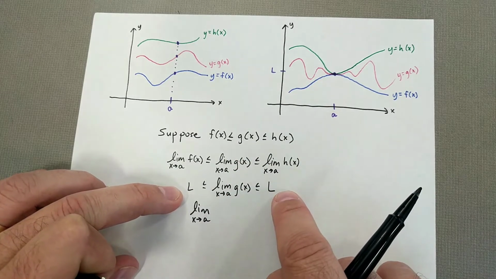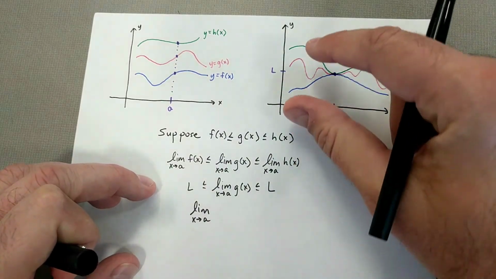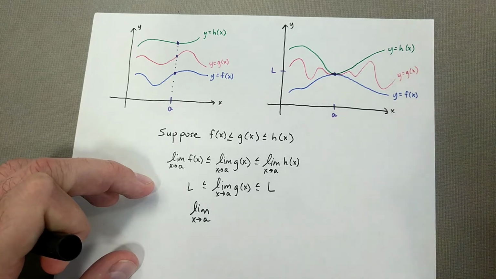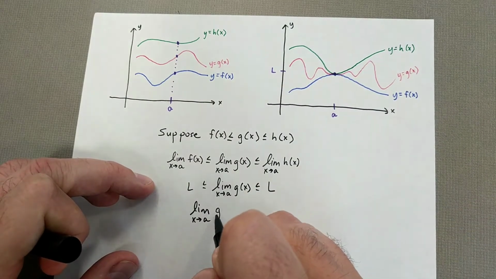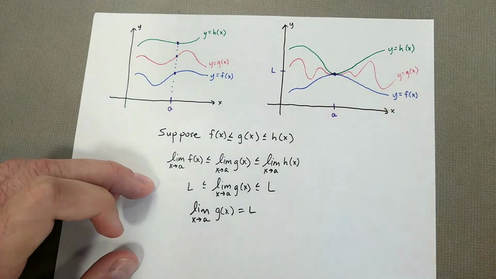That's why it's called the squeeze theorem. You're looking at the graph and it seems like it's squeezing g in between them. It's not really, but that's the idea. So the conclusion would be that the limit of g as we approach a has to be L as well.